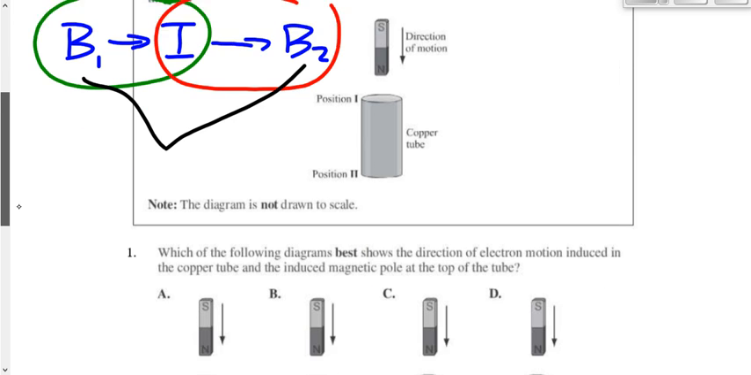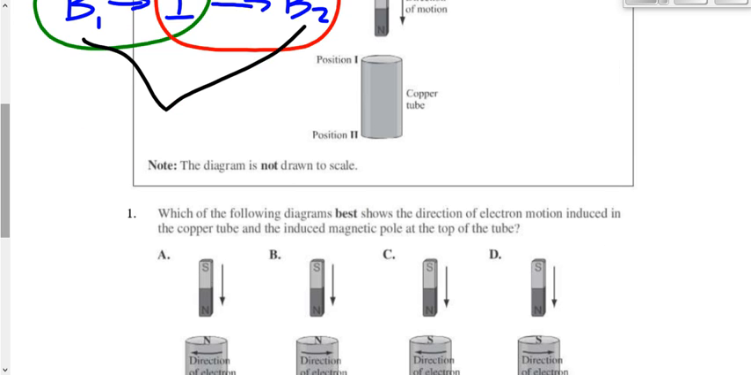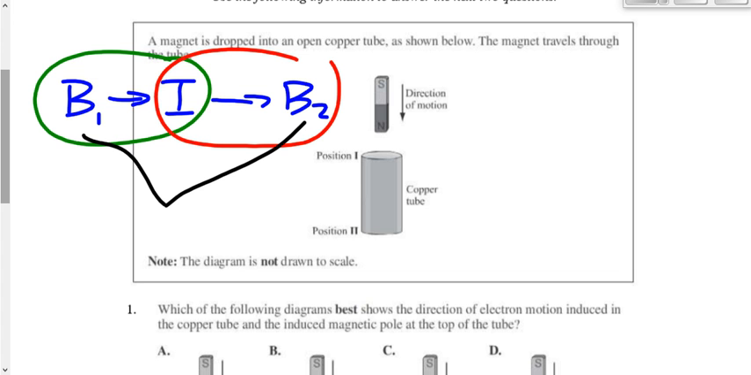So let's look at the question here. It says, which of the following diagrams best shows the direction of the electron motion induced in the copper tube and the induced magnetic pole at the top of the tube? Let's deal with the induced magnetic pole first, because that's the easiest part. If we want to oppose the motion, and the motion is downward, which way is the magnetic field going to point? In other words, what's the pole at the top, position 1? North or south? It's going to be north, right?